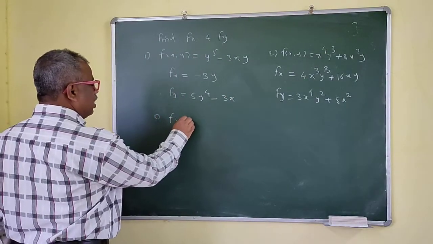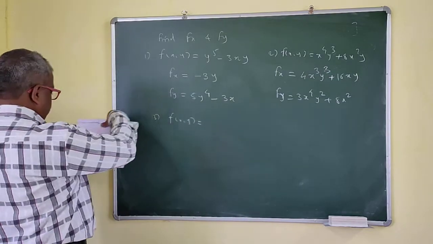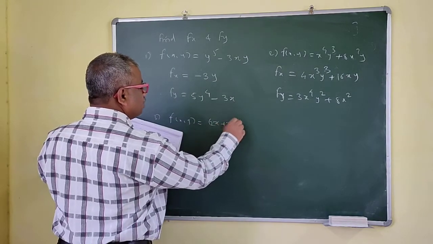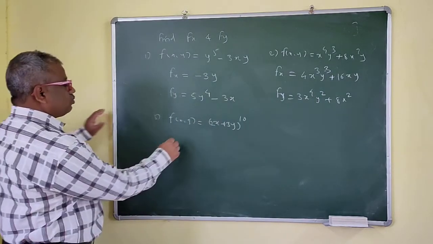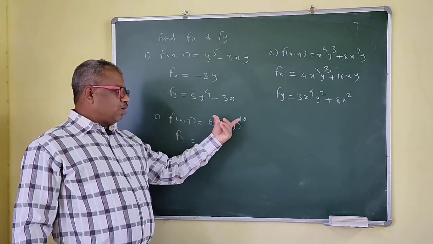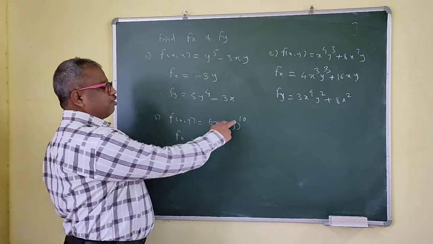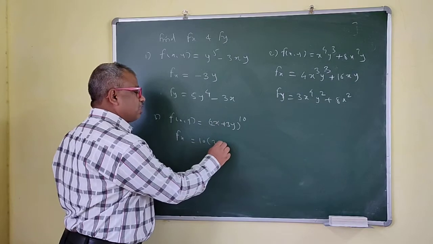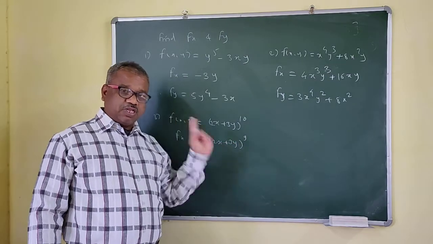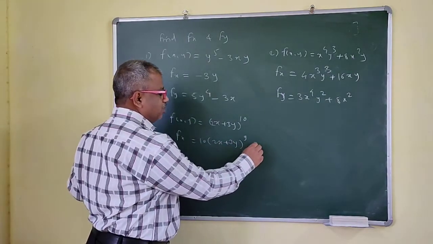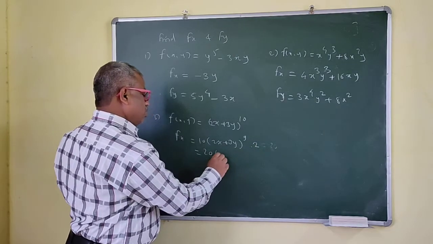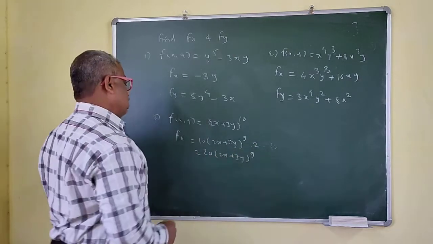Next. f of xy is equal to twice x plus 3y to the power 10. Okay, so fx. Now see, this is a bracket that contains both x and y. So use the same rule now. Derivative of this is something to the power, so pull the power: twice x plus 3y to the power 9. Then multiply by the derivative of twice x plus 3y partially with respect to x. So derivative of twice x plus 3y partially is 2. So this is 20 times twice x plus 3y to the power 9.